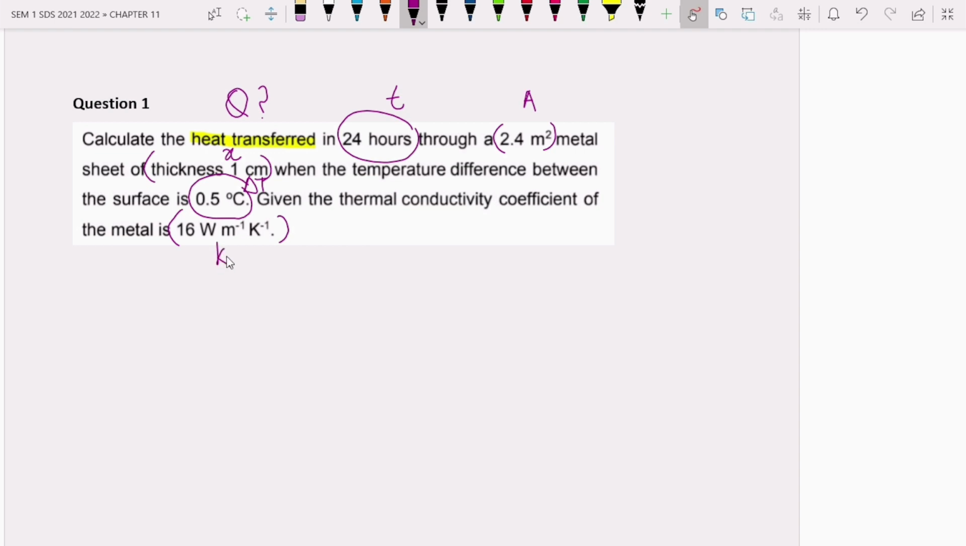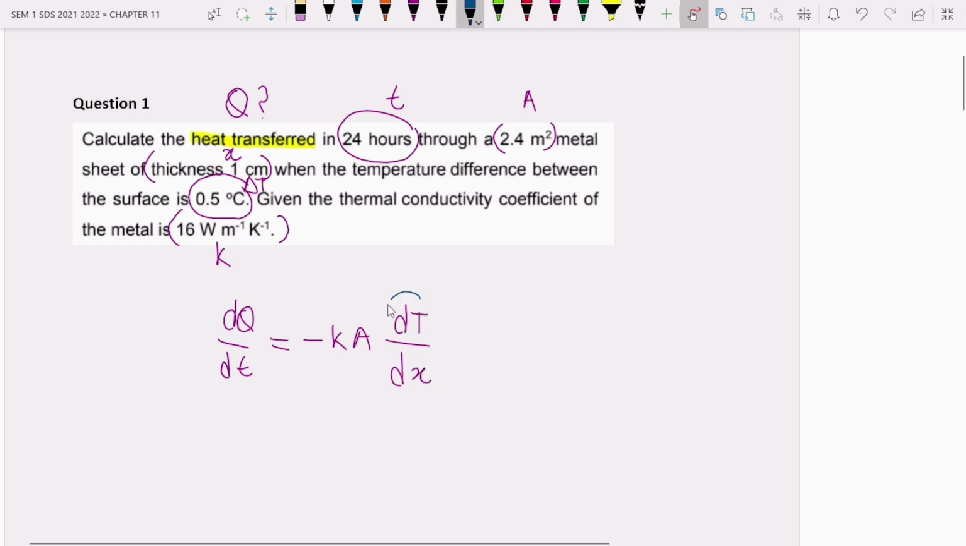And we know the formula for rate of heat flow is dQ over dt, where Q is the heat transferred and t is the time taken, equals negative thermal conductivity times area times the temperature gradient. The temperature gradient is dT over dS, where dT is the change in temperature. So now the question asks us to look for the heat transfer.